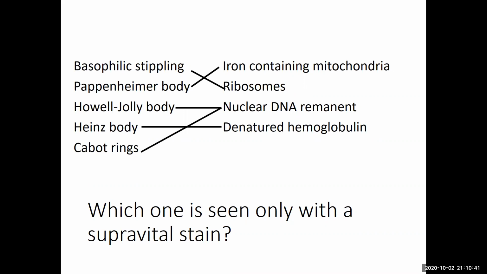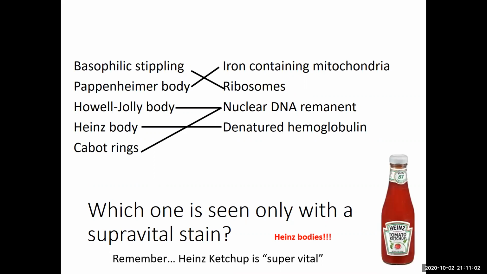So which one is the one that's only seen with a supravital stain? I think it's either Pappenheimer or Howell-Jolly bodies. No, neither of those. Okay, Heinz body? Yes. So I remember it as Heinz ketchup is super vital. So that's how I remember it.